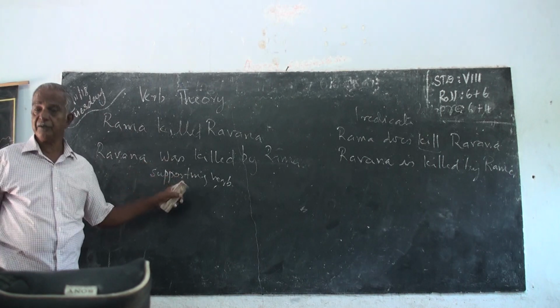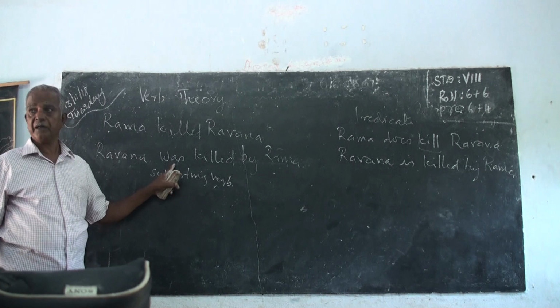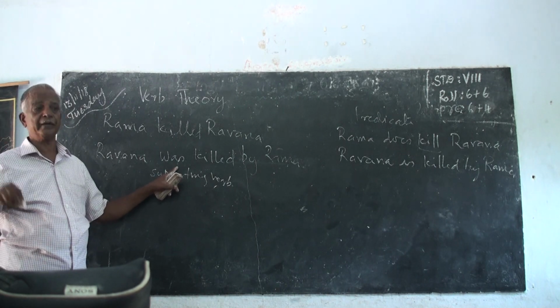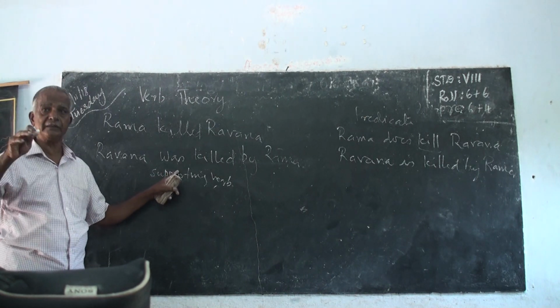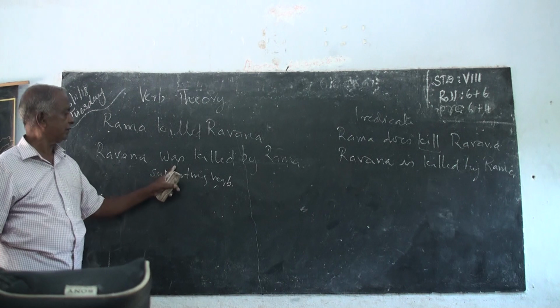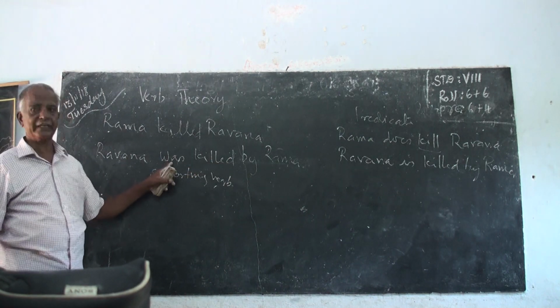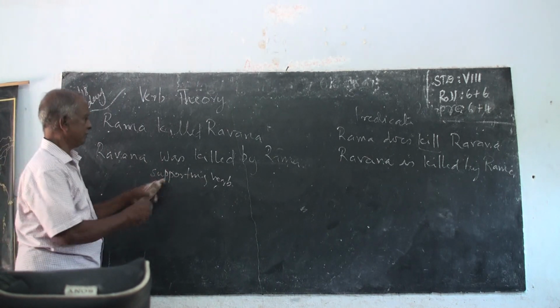Whether this is a finite verb or non-finite verb, it is a finite verb. Why is it a finite verb? A finite verb will change its tense. Ravana was killed by Rama. Ravana is killed by Rama. So is will change into was, or was will change into is. So it is a finite verb.